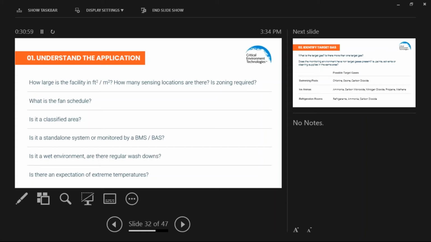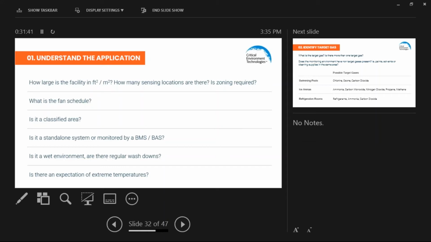Other things to understand, or other mitigating circumstances to understand about an application, is how large is the facility? How many square feet? That'll dictate the number of sensors required. What does the ventilation system consist of? How many fans are there? Are the fans controlled by VFDs? Are the fans controlled by 2-speed controllers? Are the fans controlled from the building automation system? And the building automation system is expecting information from the gas detection system to bring on the ventilation system. Are there regular washdowns? Is it a wet environment?